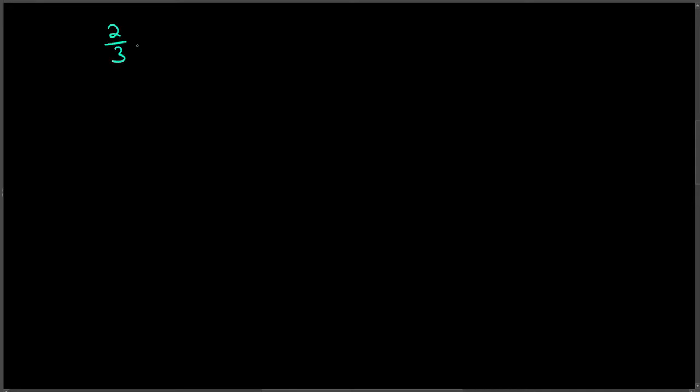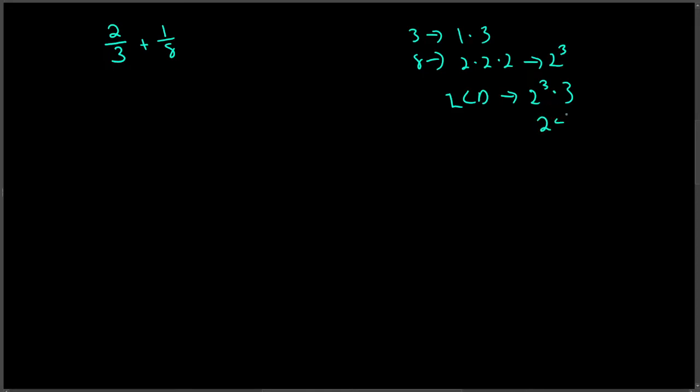So if I have 2/3 plus 1/8, I want a least common denominator. Well, my factors of 3 are 1 and 3, and my factors of 8 are 2 times 2 times 2, which we can write as 2 to the third. Well, I have a 3 and a 2 to the third, so my LCD is going to be 2 to the third times 3, or 8 times 3, which is 24.